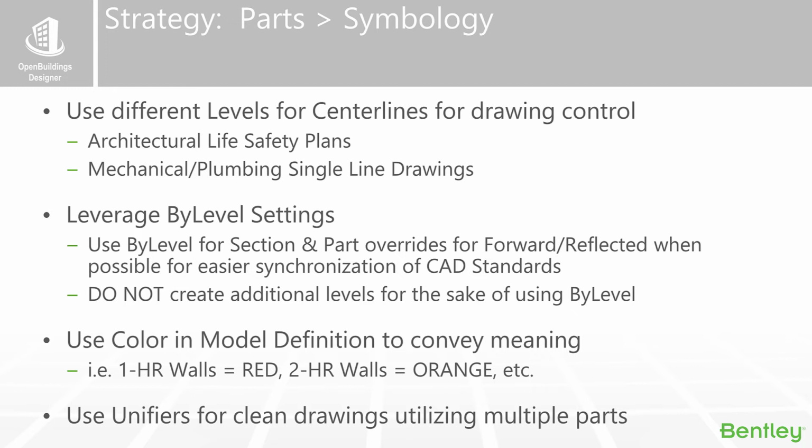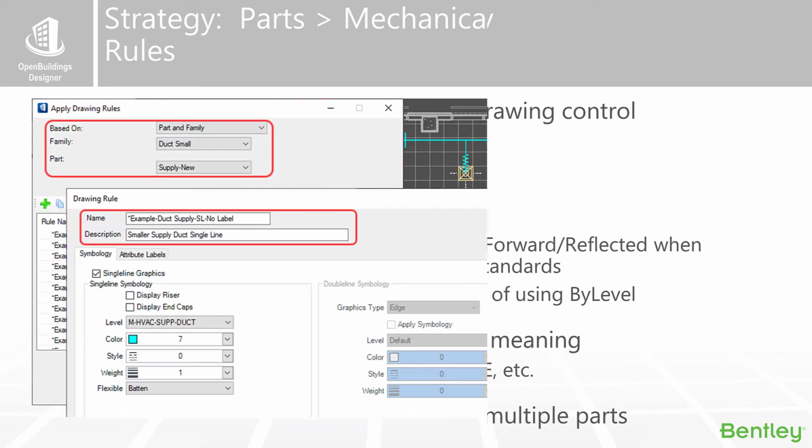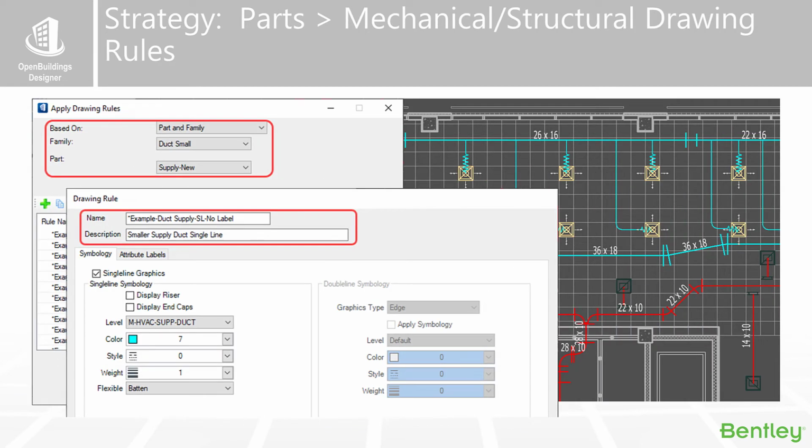And then we also have unifiers that will give clean drawings that go through multiple parts, which we'll look at in a moment here. This is an example of parts also being used for the resymbolization of drawings with our drawing rules. So rules can be based on families and parts or criteria, but here it's actually pulling the families and parts and then resymbolizing it and having it go to a single line drawing.